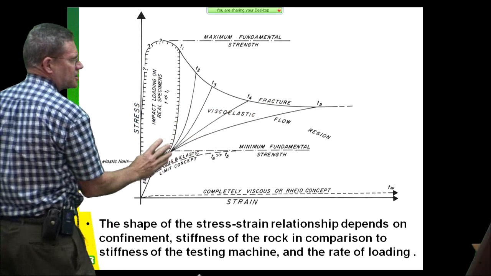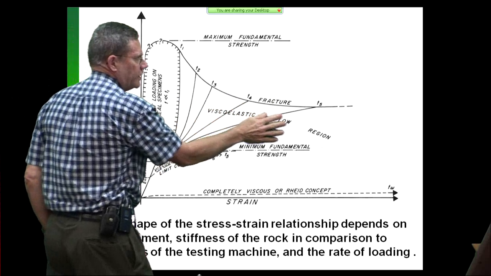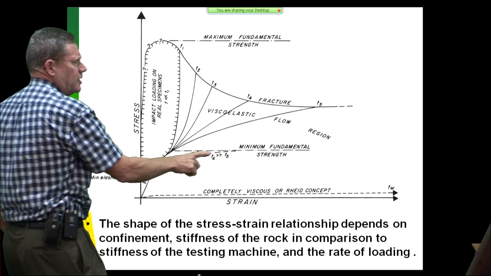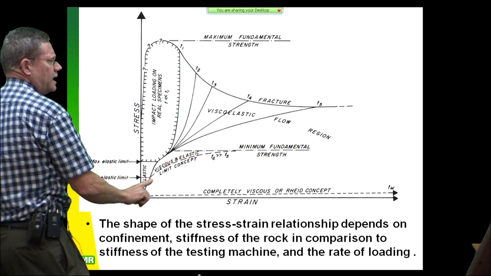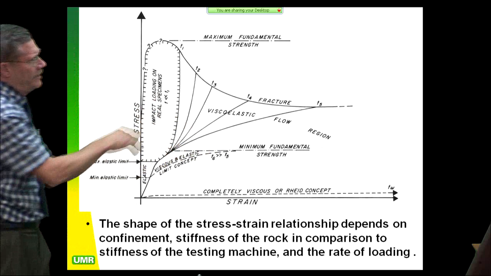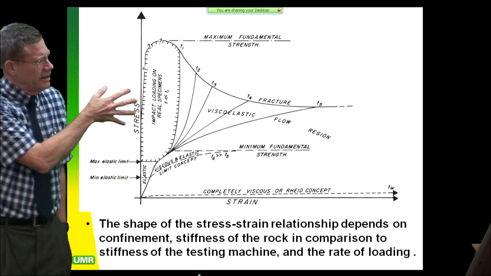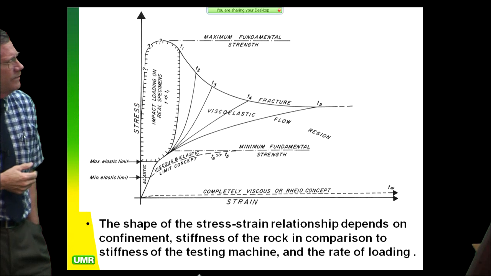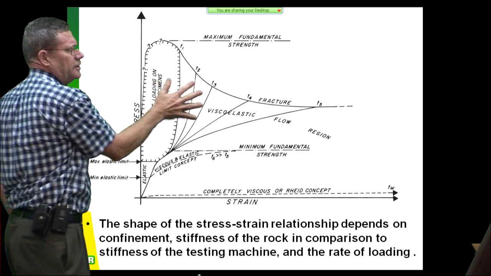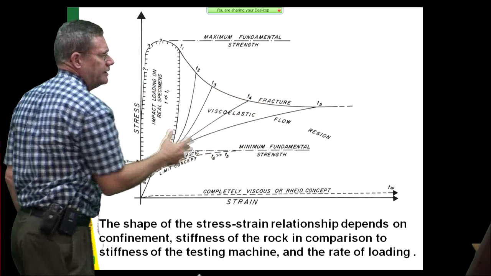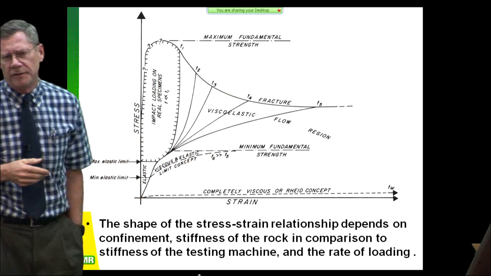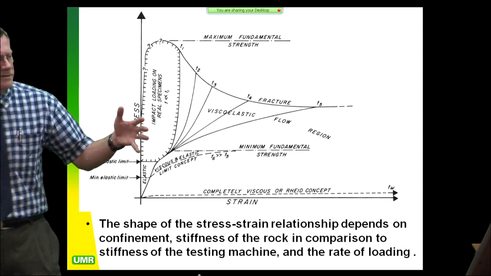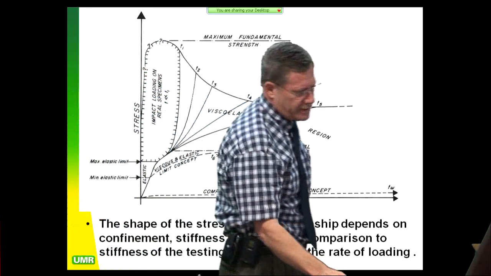So you have this section here, which we call the viscoelastic flow region. And we have some minimum fundamental strength that you can never get below, even in creep. And boy, that's something that's early on in the rock mechanics literature out of Colorado School of Mines in the late 50s. Very, very useful. I have seen this replicated over and over and over in all the projects I've worked on around the world where they've done a battery of tests on a particular rock type.